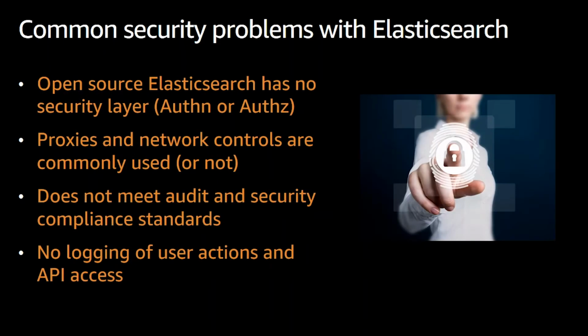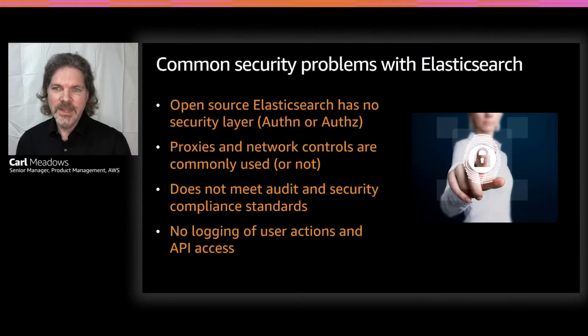Before we go into what the Amazon Elasticsearch service offers as it relates to security, it's important to understand what open source Elasticsearch has for security. And the answer is nothing. There is no security layer for open source Elasticsearch. It is just an API, and there's no authentication or authorization. So anyone who can hit that API has full access to that cluster.